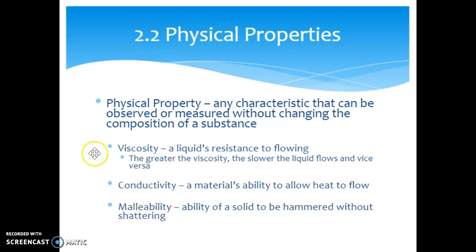The third term would be malleability. This looks a lot like the word mallet, which is how I remember it, because it has to do with a hammer. This is the ability of a solid to be hammered without shattering. Okay, so something that's not malleable, something that's brittle, an example would be like glass. If you hit glass with a mallet, it's gonna shatter into a million pieces, right? But if it's something like a metal and you hit it with a hammer, you can bend it and you can shape it and form it. It's malleable.